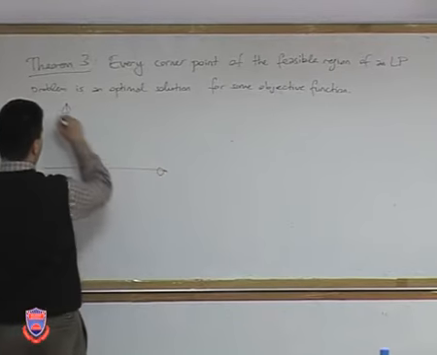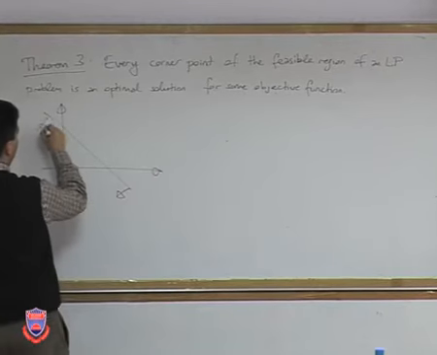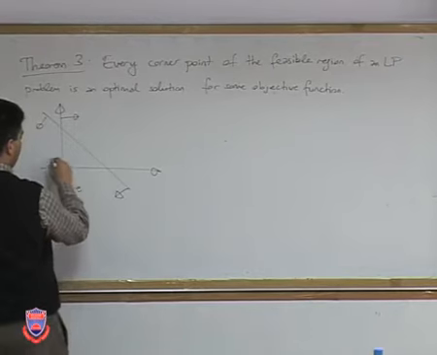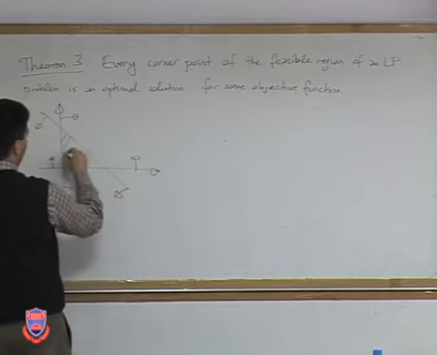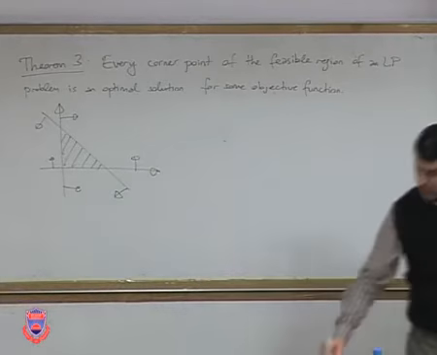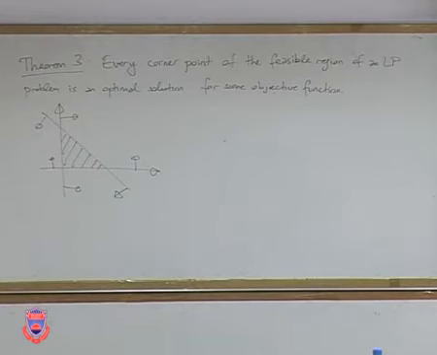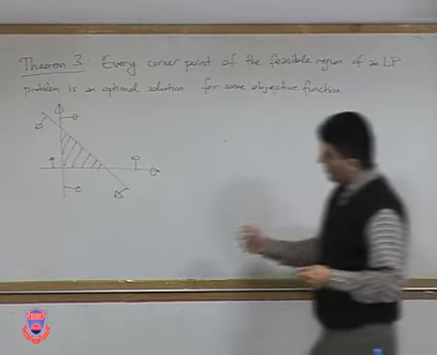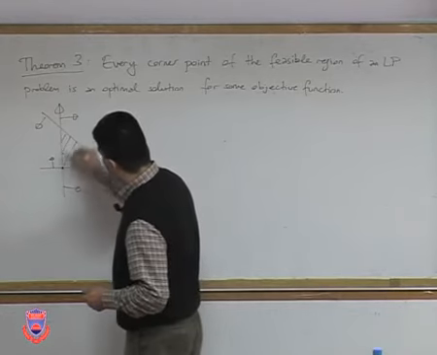So suppose that this is my feasible region. Just a very simple example. How many corner points are there in this particular example? There are 3 corner points, which are the corners of the triangle.